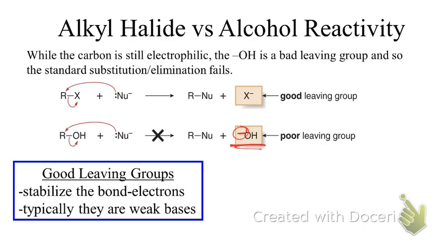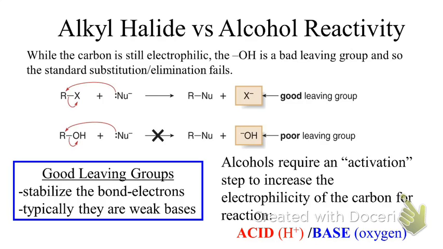Okay? How can I stabilize that negative hydroxide? I need to add something positive to it, like a hydrogen ion. Okay? I add H plus to that, and what do I get? Water. How stable is water? Very stable. Okay? So I need to somehow convert my alcohol into a good leaving group. What I'll do is require this activation step and react my alcohol with an acid, turning that OH group into a good leaving group.